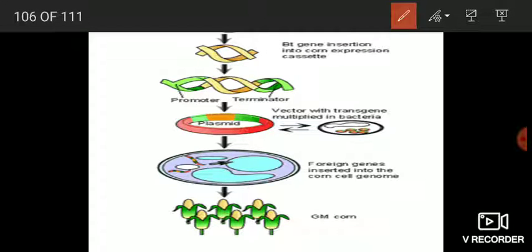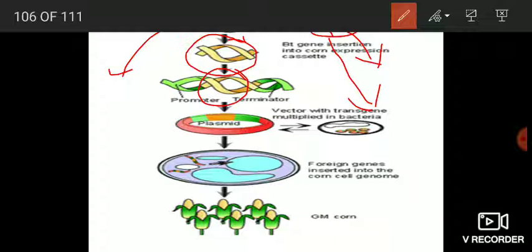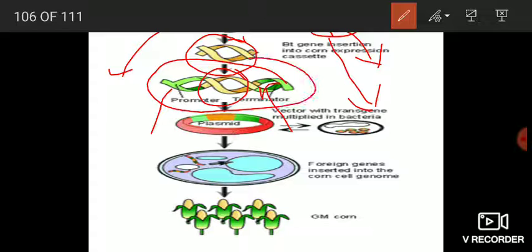Say, for example, you want to transfer a gene into your crop. Here in this example, the gene is known as BTG, and this gene is present in a bacterium known as Bacillus thuringiensis, which gives resistance against insects. The first thing that you will do is remove this gene from the genome of the bacterium. Then you place this gene between the promoter and terminator which are specific for maize.